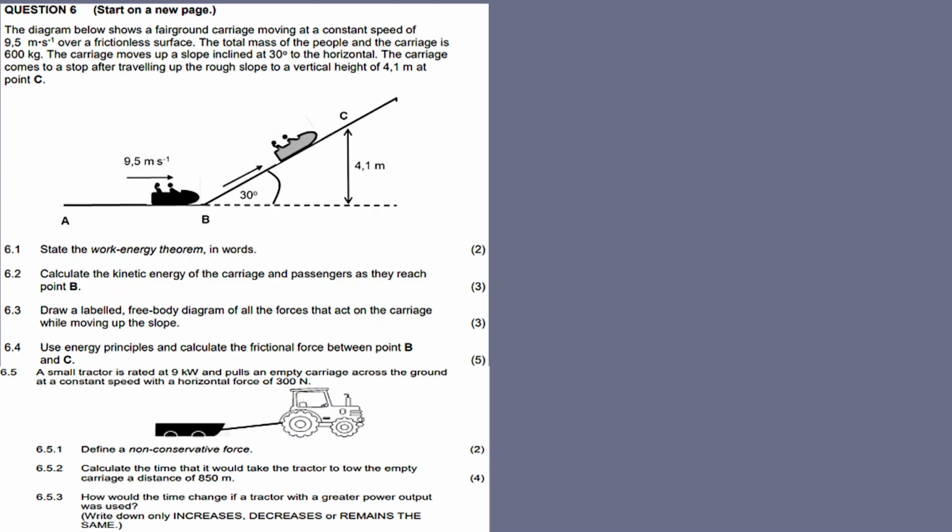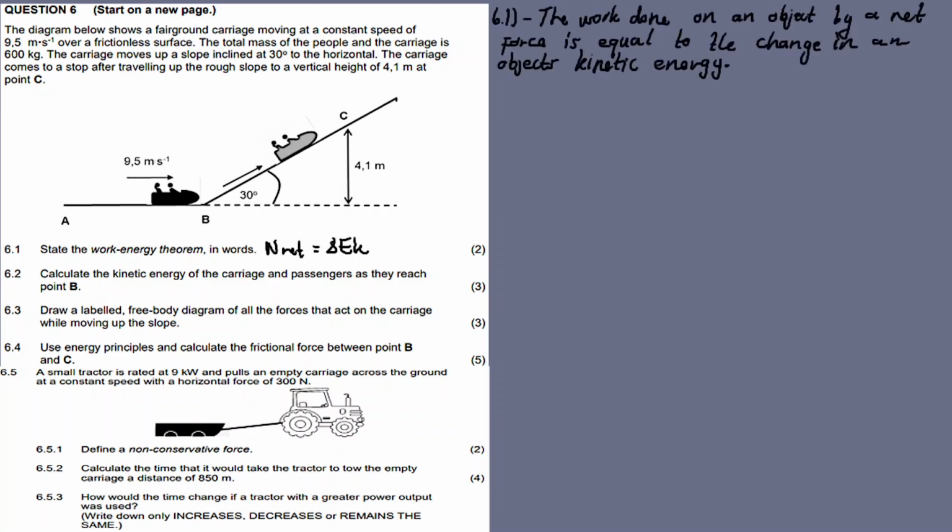6.1. State the work energy theorem in words. The net work done is equal to the change in kinetic energy. So the work done on an object by a net force is equal to the change in the object's kinetic energy. So this is the definition in words. Then we write down the equation.